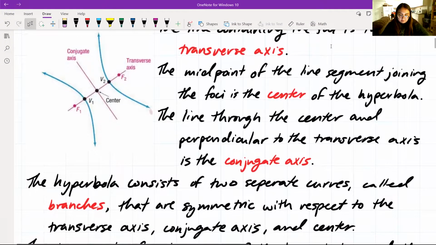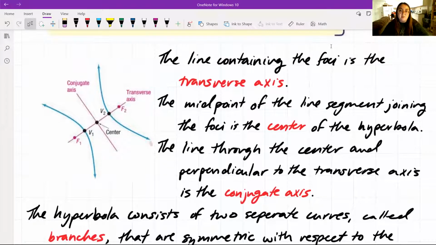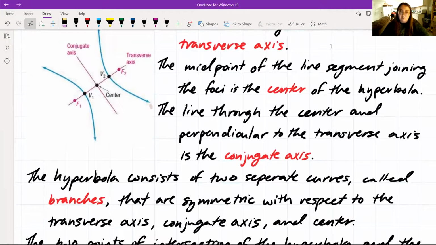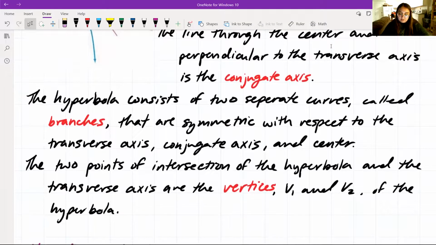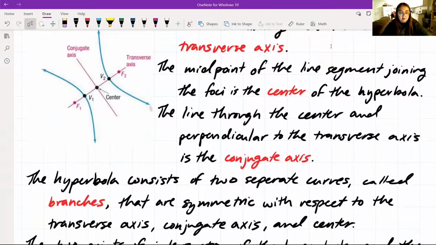The hyperbola consists of two separate curves called branches that are symmetric with respect to the transverse axis, conjugate axis, and the center. So before we saw our ellipse was in a kind of oval shape. We still have the same concepts here of vertices and foci and center and different axes, but the difference is that for hyperbolas, at our vertex we have these branches or two separate curves, and our foci are then defined outside of the vertices instead of inside like our ellipse was. The 2 points of intersection of the hyperbola and the transverse axis are the vertices V1 and V2 of the hyperbola.